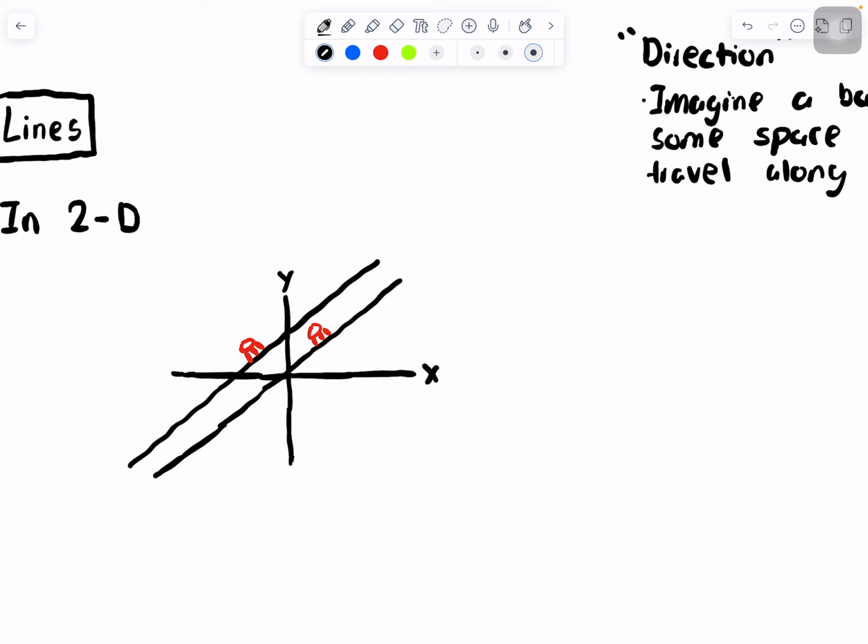We have other lines as well, right? Here, here, here. In fact, you have an infinite number of them.